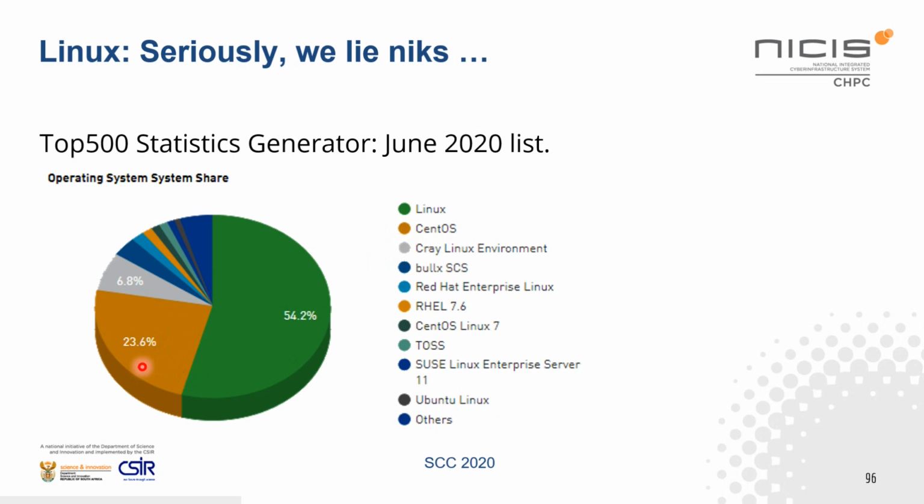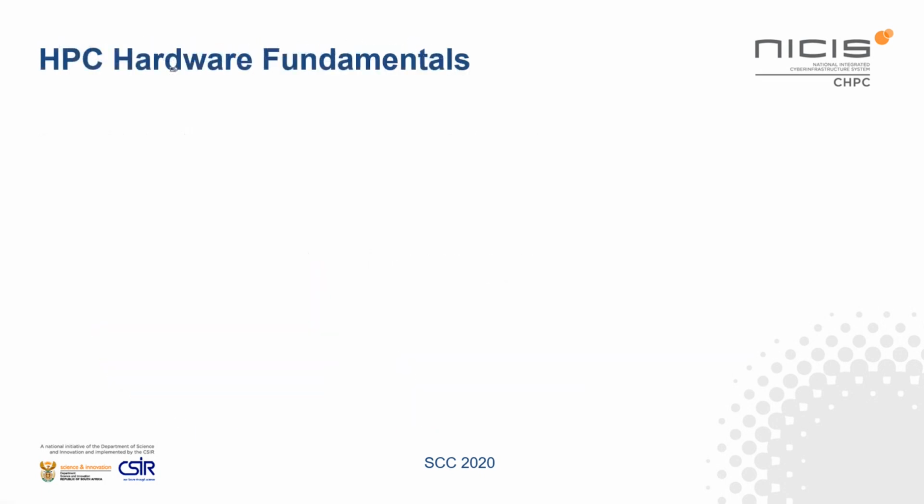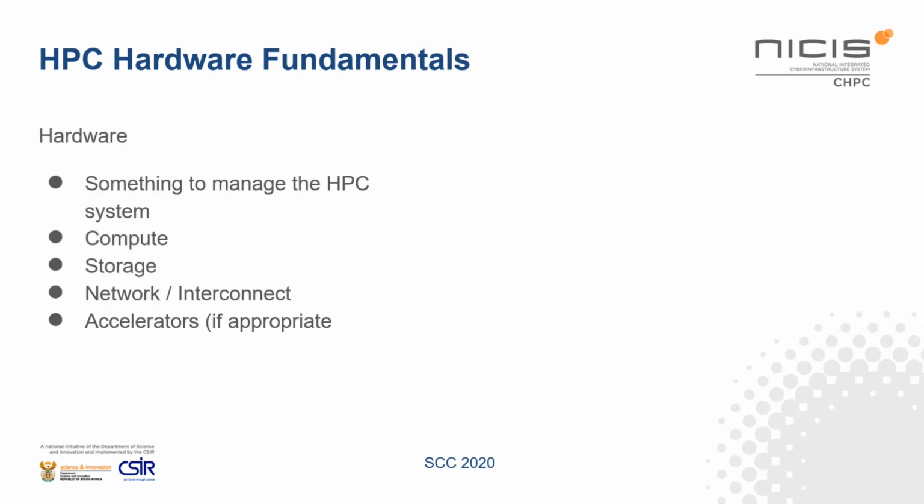The typical pieces of hardware that you need to contemplate for an HPC system include something to manage the HPC system, such as a management node, something to do the actual work, such as a compute node, something to store the data, such as a storage system, something to allow communication across the HPC system or the cluster, and that would be your network or interconnect, and accelerators if appropriate. Now, very briefly, an accelerator is essentially just a dedicated piece of hardware that's designed to perform extremely well for a very specific type of task.